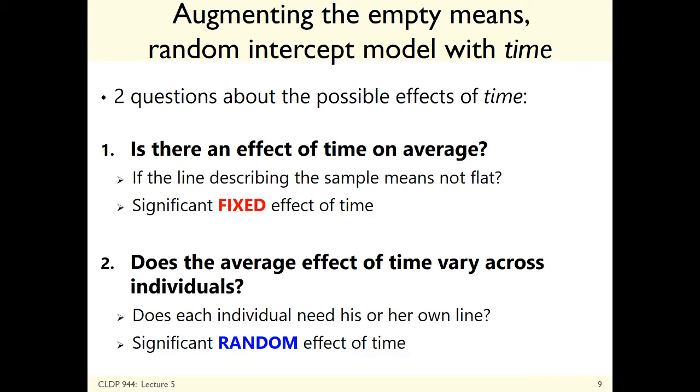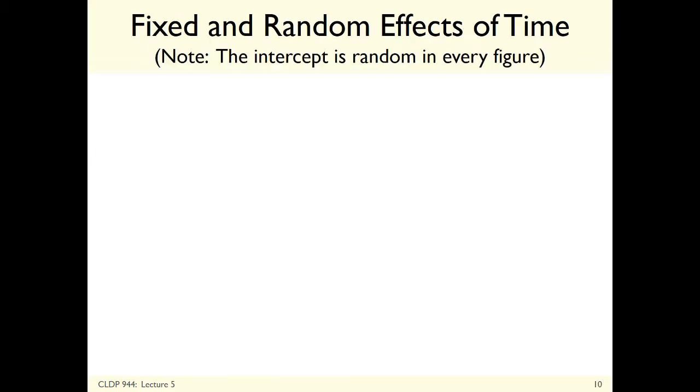This is a fixed effect of time at level 1 because you're showing persons within persons over time. But the idea is that that slope that you're drawing is the same slope for everybody. That's what the fixed part means. If you add a random part to it, then people get their own slopes. So fixed and random effects of time, you can have either, both, or neither.